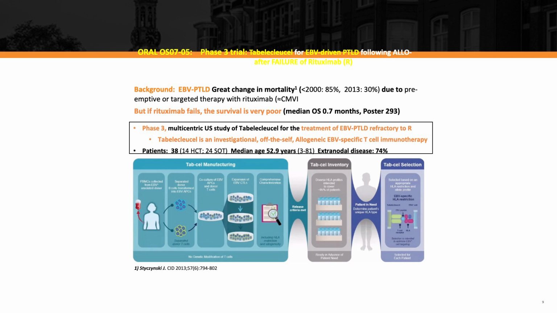Here is the type of study. This is a phase 3 with only one arm. There were 38 patients, 14 after hematopoietic stem cell transplant and 24 after a solid organ transplant. The median age was nearly 33 years. And as you can see, three quarters of the patients have extranodal disease, a high-risk characteristic.